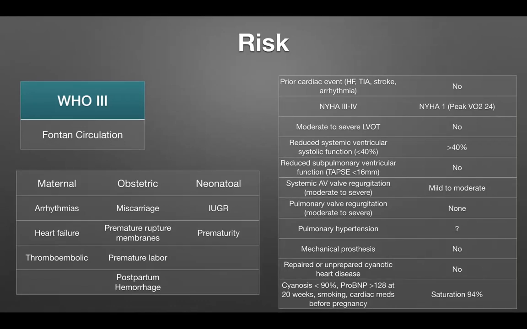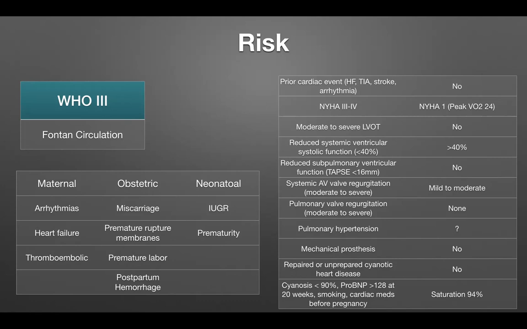Let's go to the right of the screen, and I'd go through this systematically and say, okay, she is New York Heart Association class 1. Her ventricular function EF is greater than 40%. She has mild to moderate AV valve regurgitation, and then her saturations are greater than 94%. She does not have pulmonary hypertension. I knew that from a previous cath. It would be hard to determine by echocardiography what her PA pressures are.